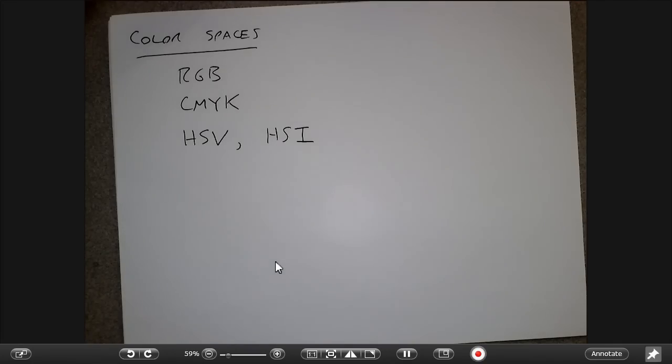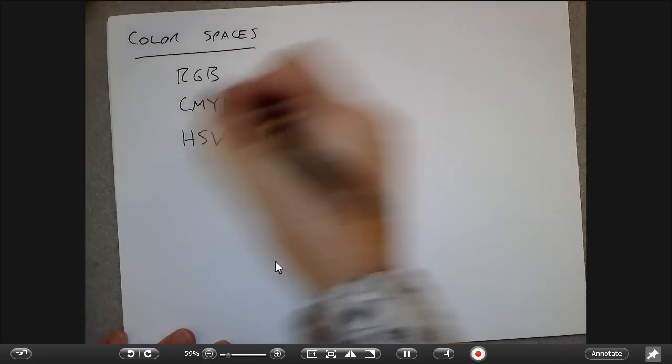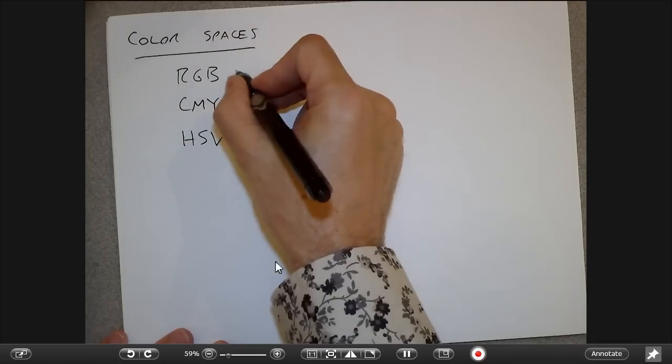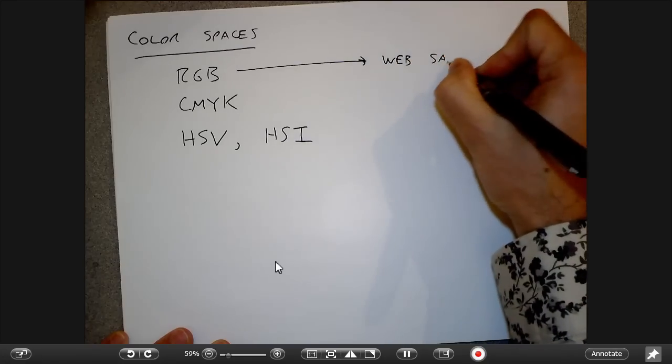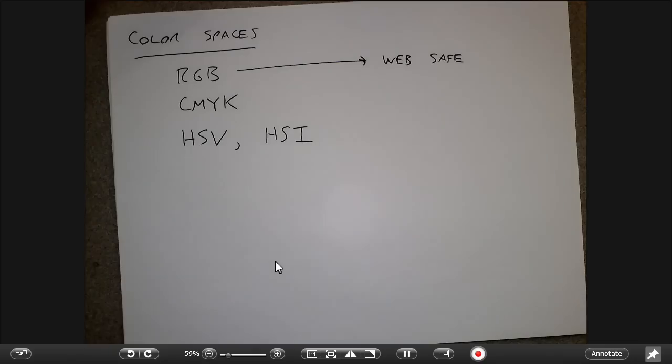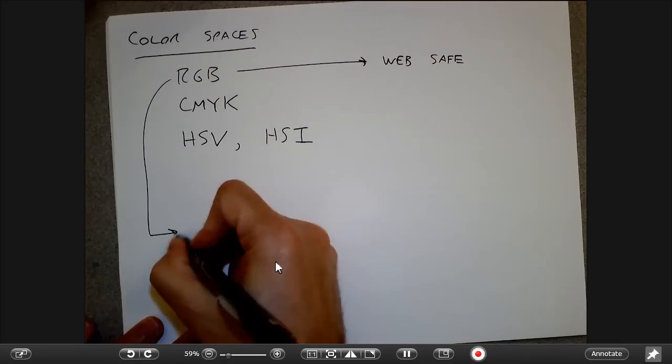So in some sense, it's a little bit more intuitive for people who care about color words. Related to some of this, you may have heard of web safe colors. It used to be that, back in the day, people didn't have great resolution monitors, and monitors were not as good as they are today. So I can represent RGB.